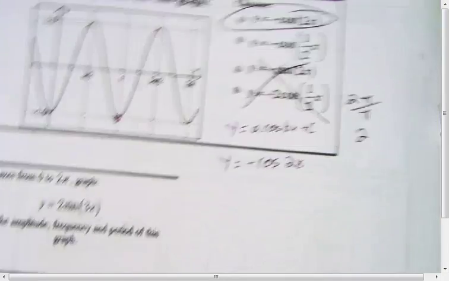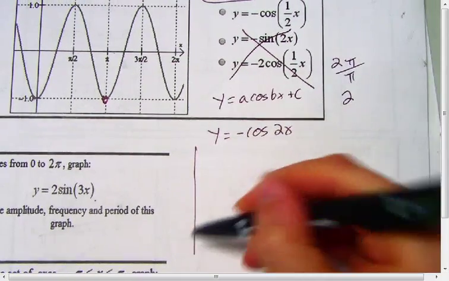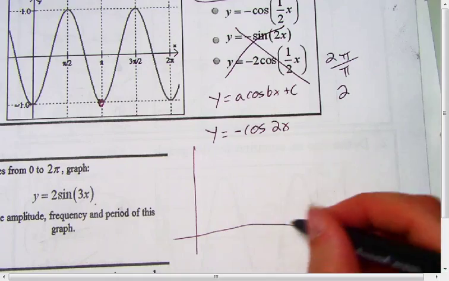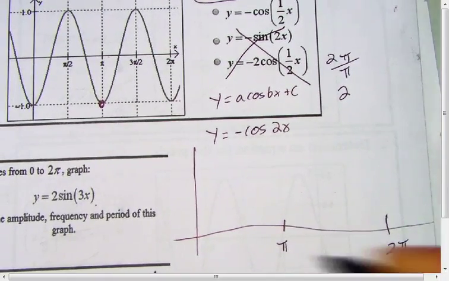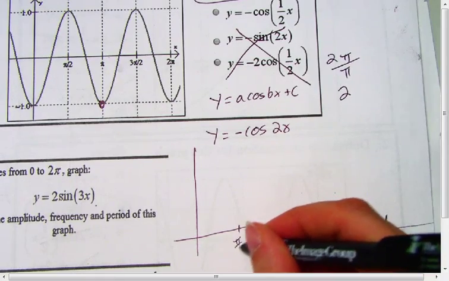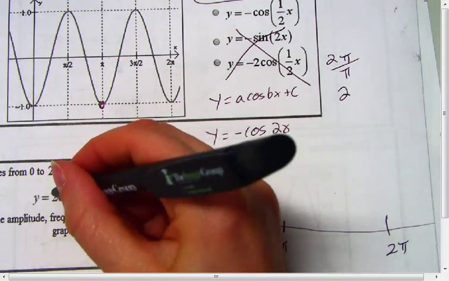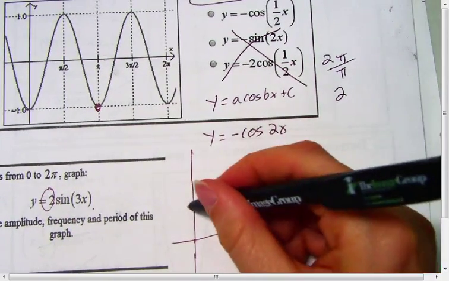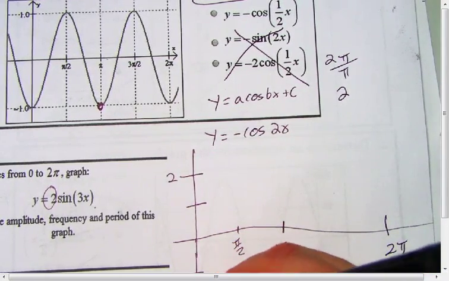Okay. The next one, on an axis from 0 to 2 pi, we're going to graph this. So if we start right here, we know along our x-axis we're going to have pi, 2 pi. This is pi over 2 right here. And we're starting at 0. Now my amplitude is 2. So I need to go 1, 2 above, and 1, 2 below.